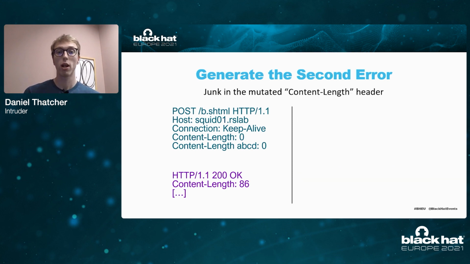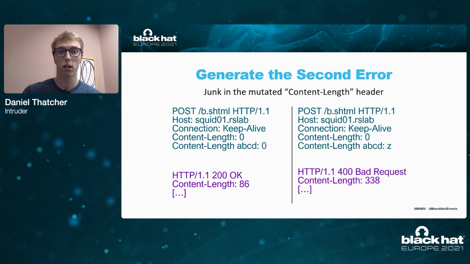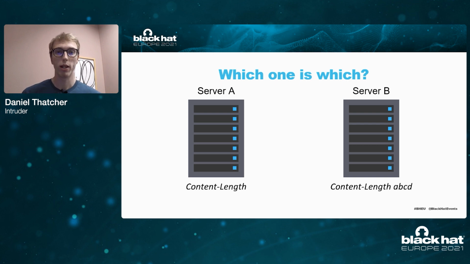So similarly, we try again with the mutated Content-Length header. Now I'm showing this request with 0 bytes in both headers, again for comparison. But when we put an invalid value in our mutated Content-Length header, we also get an error. However, it's a different error to what we saw last time. So we can infer that this error is being generated by a different server in the chain. So we now know that we have two servers, server A and server B. Server A is reading our unmutated Content-Length header, and server B is reading our mutated Content-Length header.